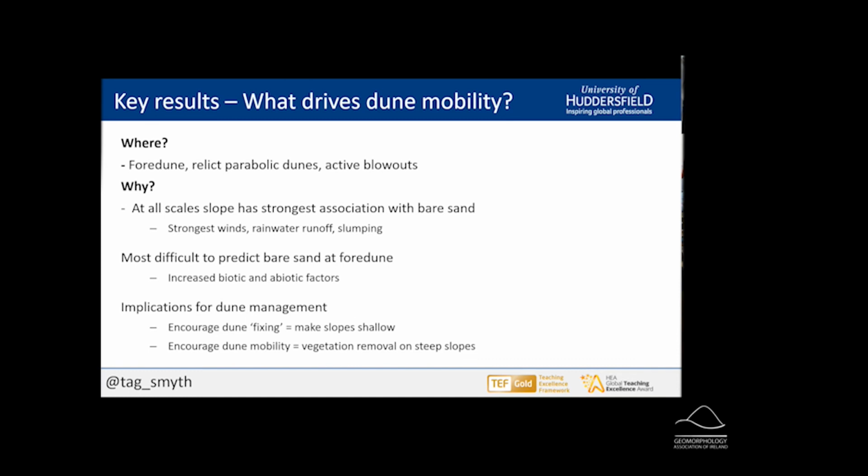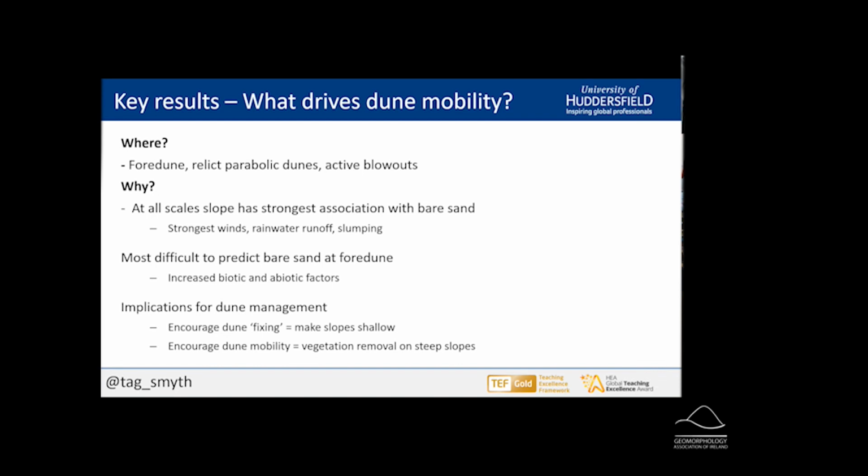Why is it happening there? Well, at all scales, whether we look at a landform scale or at the entire site itself, it does seem to be most strongly associated with slope rather than wind speed itself. And as I said, that's because those steep slopes are probably subject to the strongest winds. They are also rainwater runoff, and we have those mass movement processes of slumping as well, particularly in the very hot, dry periods during the summer that we've had in the last few years.